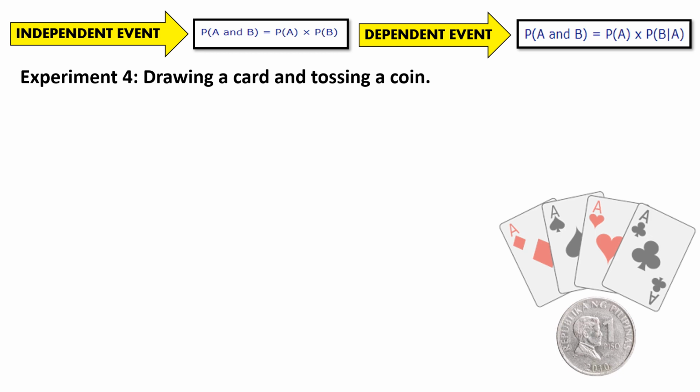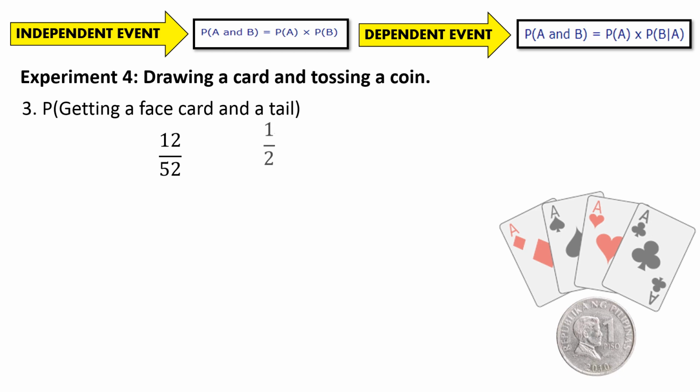Experiment number 4, probability number 3, getting a face card and a tail. For the face card, we have 12 because of the jack, queen, and king times 4 different suits. That's why we have 12 here. Then for the number of tails, we still have just 1 because we're talking about a coin. So 12 over 52 times 1/2. The answer is 12 over 104, and the simplest form is 3 over 26.